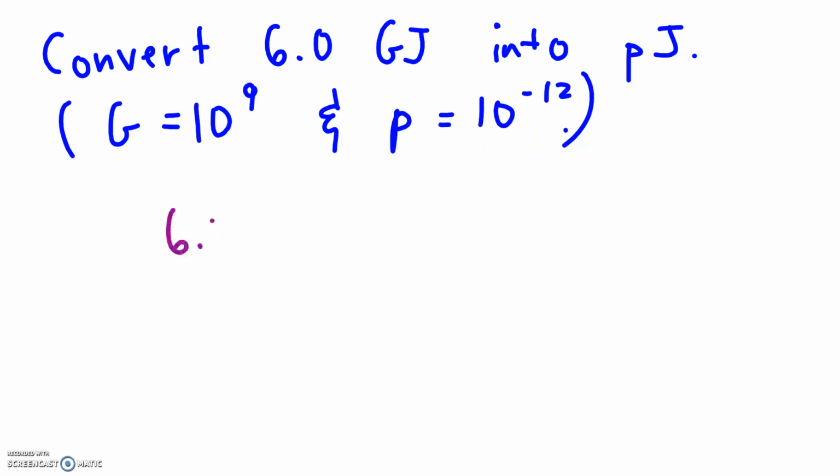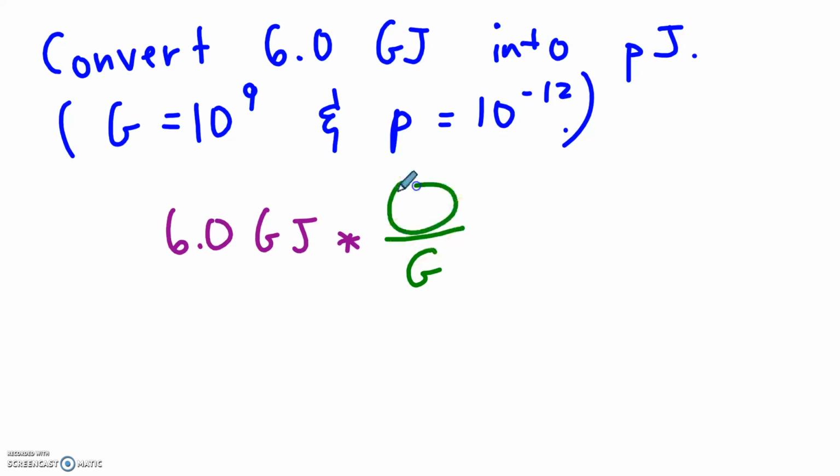So I start with my 6.0 gigajoules. I have to make sure I don't change that amount. So whatever fraction I multiply by has to equal 1. First, I have to get rid of the giga. I put giga on the bottom so that the 2 gigas will cancel out.